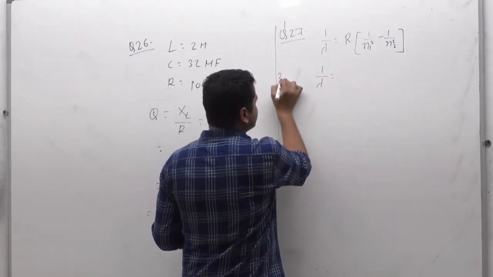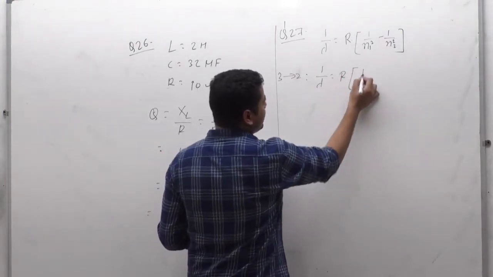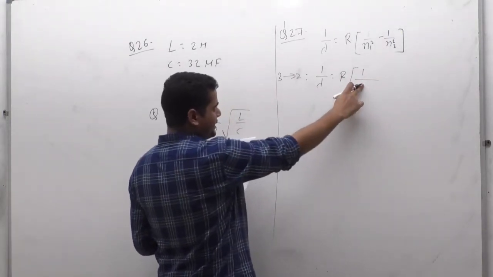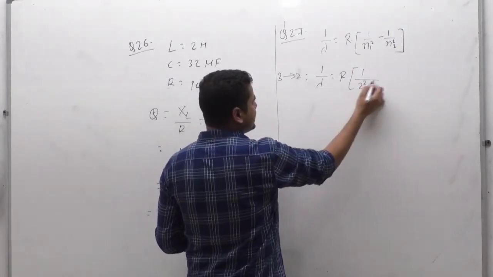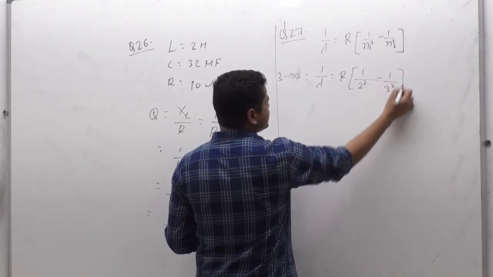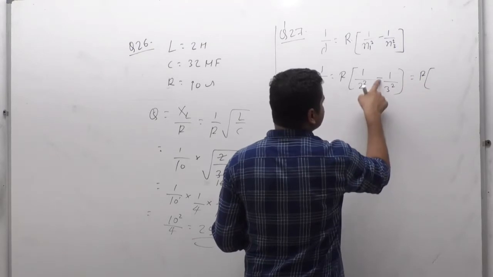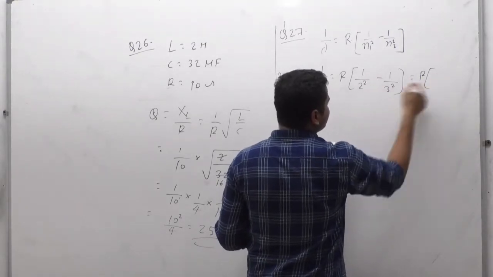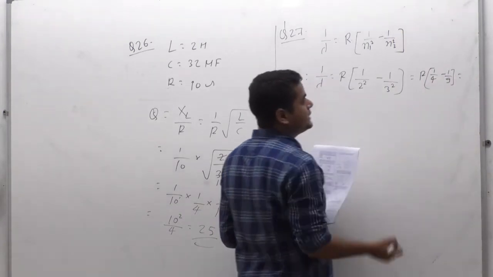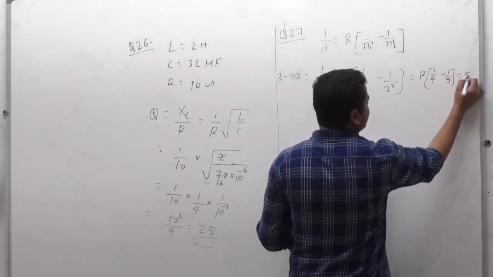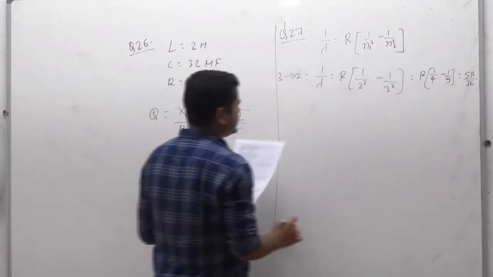So for the third to second orbit, 1 by lambda equals R times 1 upon 2 square minus 1 upon 3 square. Always put the lower limit here, because this term should be greater when the denominator is smaller. This is the transition, and you can simplify it: 1 upon 4 minus 1 upon 9, which comes to 9 minus 4 over 36, so 5R by 36. So this is the lambda.